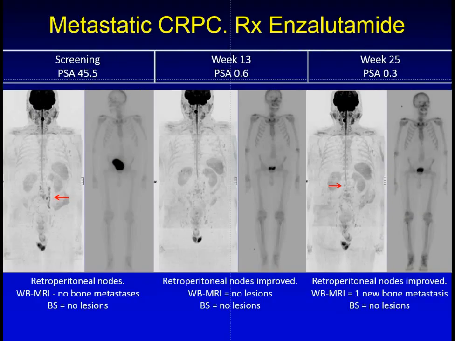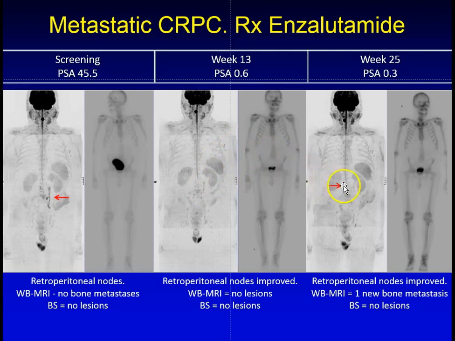So here is a patient receiving a targeted therapy against the AR receptor in castrate-resistant prostate cancer. So you can see that at the start of the study, the patient has retroperitoneal lymph nodes. The bone scan is normal. At 13 weeks of therapy, we can see the PSA is nicely suppressed. The signal from the retroperitoneal lymph nodes has gone down. The bone scan has stayed normal.